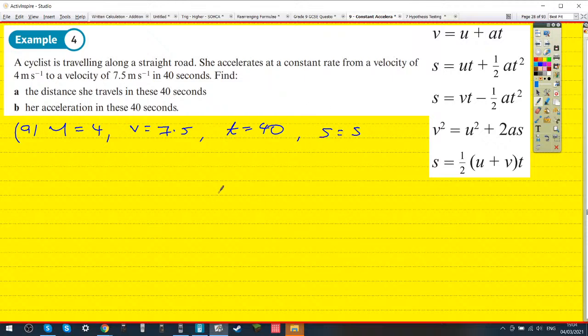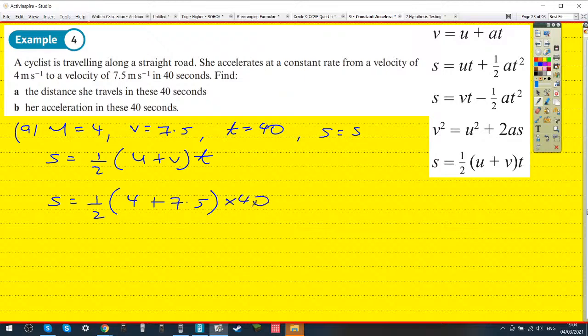Yeah. So we look at an equation that has u, v, t in, which is s equals a half (u plus v) times t. Yep. Then we would do that in the calculator. And show your working out by subbing these in. Basically writing down what you type into your calculator. Yeah. I got 230, which would be in meters.